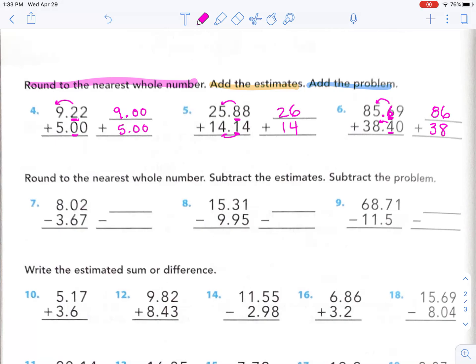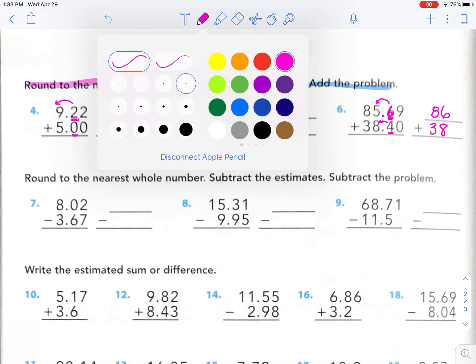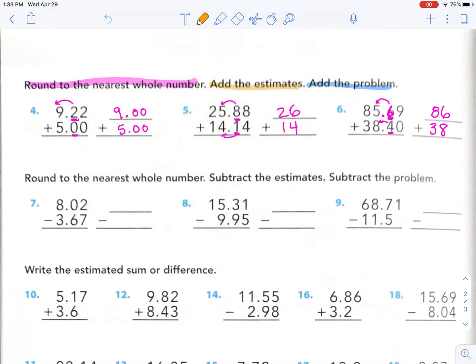Okay, so now let's just pause, do the second step. Do it in orange so you can see it. It says add the estimates. Okay, well, let's add these up. 9 and 5 is 14. I could do this, right? But we could just leave this off. Okay. Let's add the estimates here.